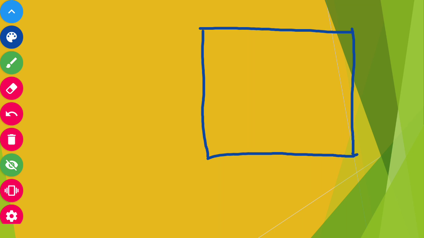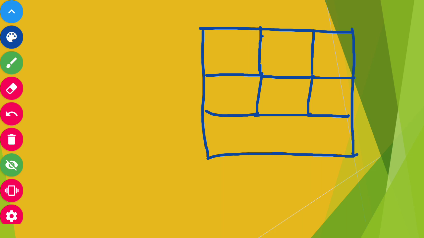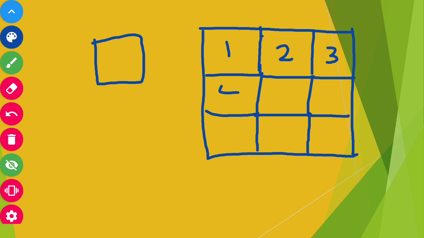Now, in just one row I'm placing 3 squares. So exactly here, this is the shape of the square. I am placing this square here. This is the first square, then second square, third square, fourth square, fifth square, sixth square, seventh square, 8, 9.